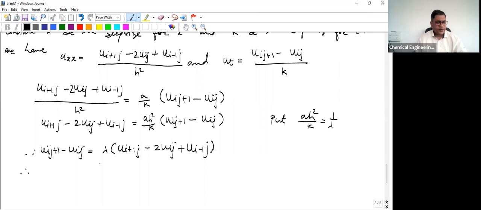So if we simplify this, we want to calculate the term u_{i,j+1}, which is equal to lambda times u_{i+1,j} plus (1 minus 2 lambda) times u_{ij} plus lambda times u_{i-1,j}.